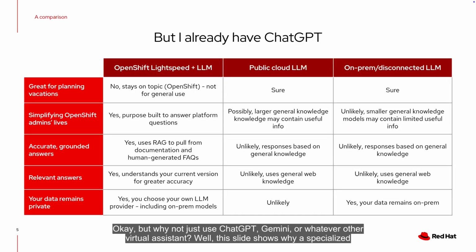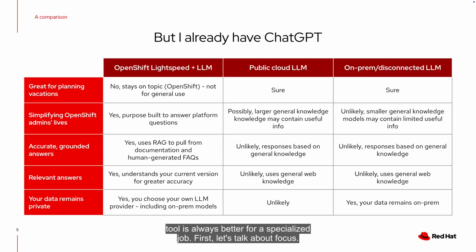Okay, but why not just use ChatGPT, Gemini, or whatever other virtual assistant? Well, this slide shows why a specialized tool is always better for a specialized job. First, let's talk about focus. While other LLMs allow you to ask about literally anything, OpenShift Lightspeed stays focused exclusively on OpenShift. And in a professional environment, this is a feature, not a bug. Keeping the answers on a specific topic means fewer tokens and therefore less money spent on non-relevant information.